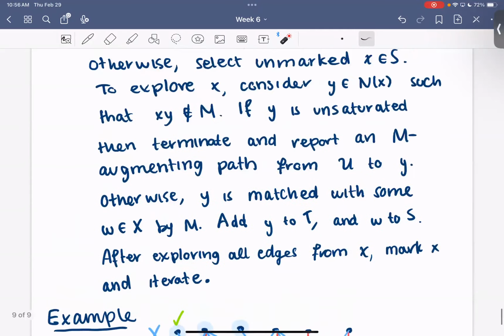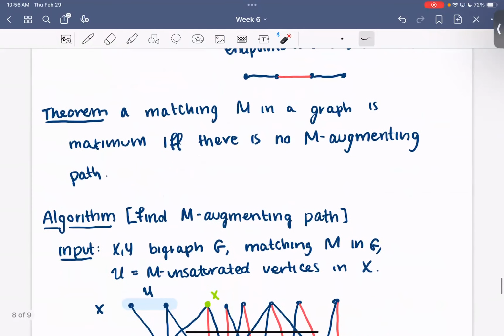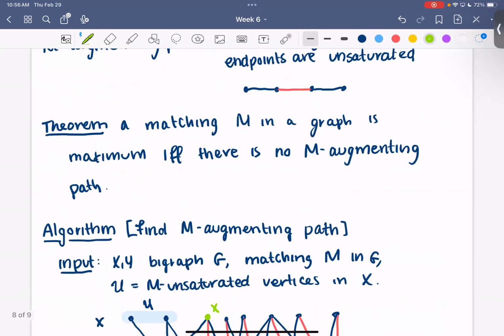So by the way, going back to this theorem, this is theorem 3.1.10 in the book. The proof for the reverse direction is a little bit involved, so you can have a look at that. It's not long, but it does rely on a lemma and a construction. So this would just find you one M augmenting path.